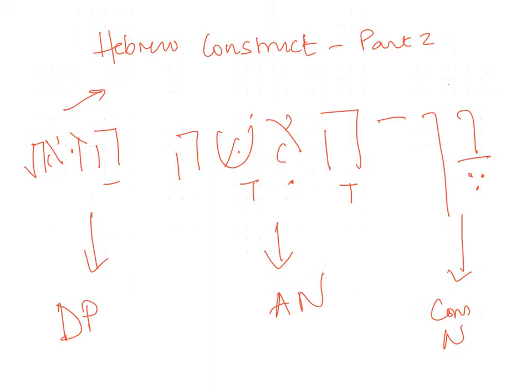Okay, so now let's see. Let me first see what this is. Zot is a feminine. If you remember this one, it's a feminine singular and it is definite. This Haisha is a feminine singular and it is definite. Now Ben is a masculine singular and it is also definite.